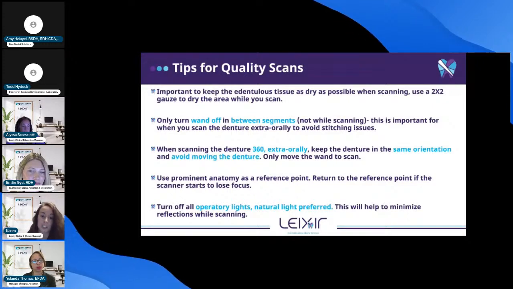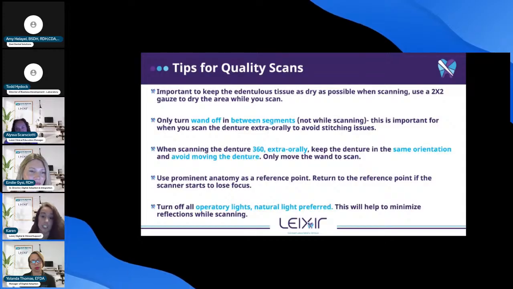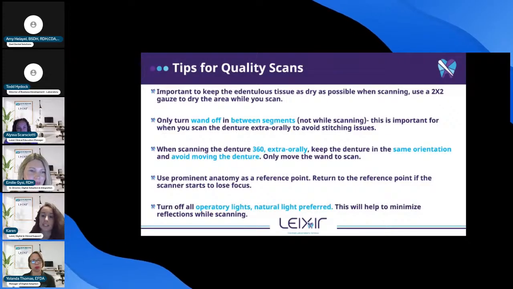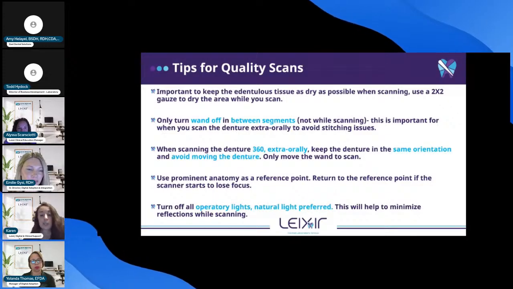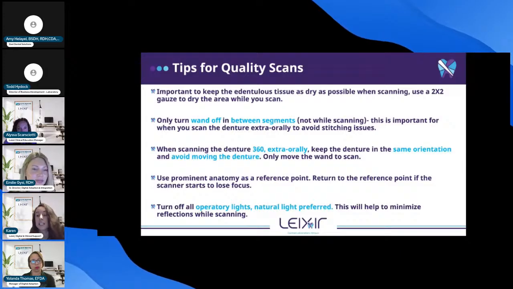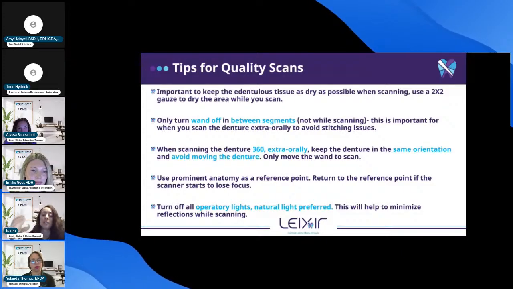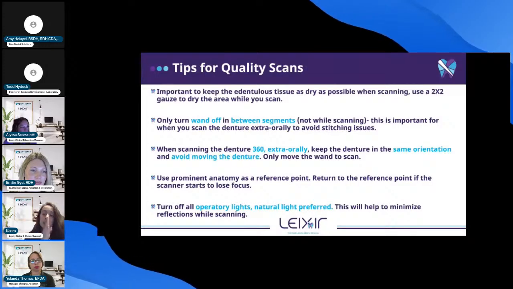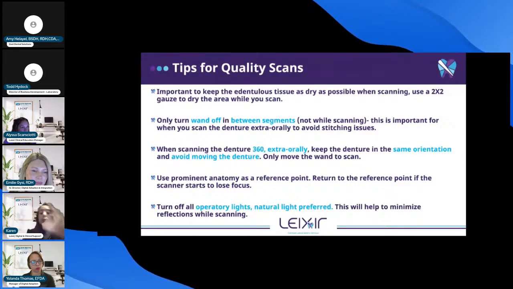You're only going to turn the wand off in between segments. You're not going to do it while you're scanning, because with the denture it causes stitching issues. If you're in the middle of a scan and you shut that off and then try to turn it back on and go to that spot again, it's going to cause more unnecessary stitching problems than needed. So you only want to shut it off at the midline, switch your hand, turn it back on and go from there.